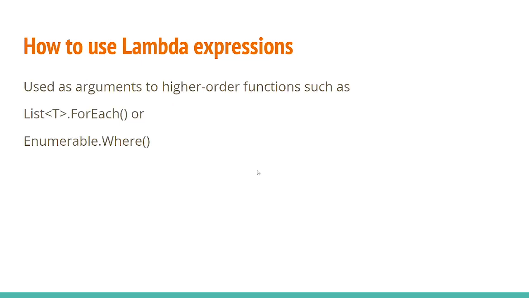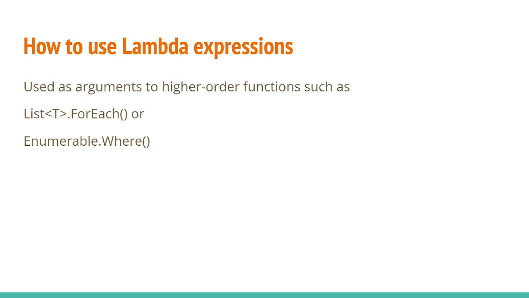Then, how to use lambda expressions. Lambda expressions are most commonly used as an argument to higher order functions such as List<T>.ForEach or Enumerable.Where. These are a couple of examples. There are so many. In this case, the lambda expression is called for each item in a collection and performs some operations on each item.